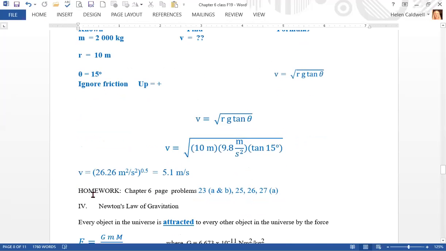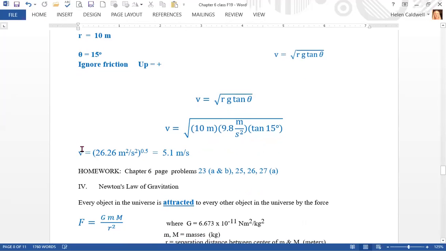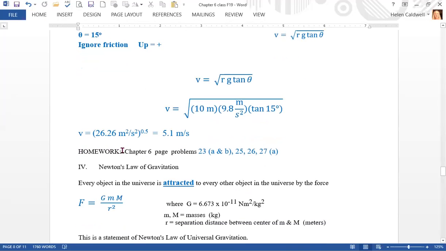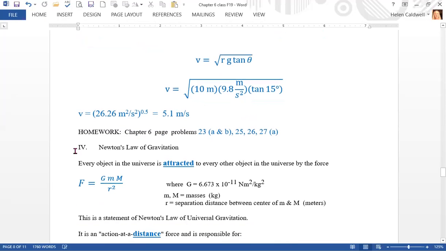So we plug in. R is 10 meters, G is 9.8 meters per second squared, and theta is 15 degrees. So you will notice that it ends up being the square root of 26.26 meters squared per second squared, which gives us 5.1 meters per second, which is larger than in the previous calculation. Again, I'll provide the formulas, you just have to be able to pick. And here are some homework problems to practice on, and there are also some study guide questions for practice.